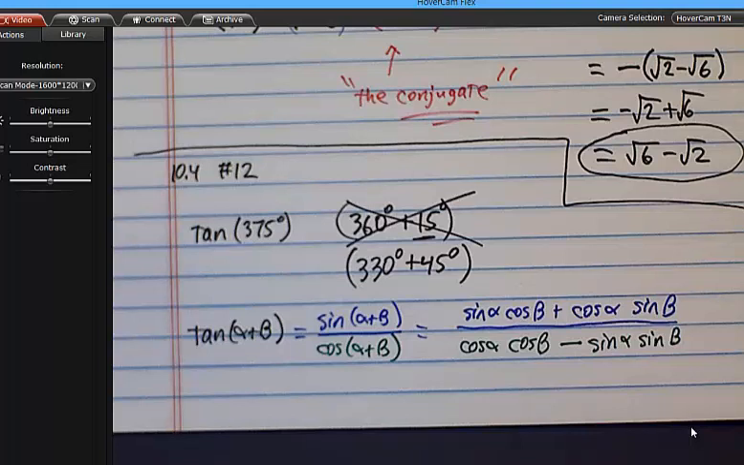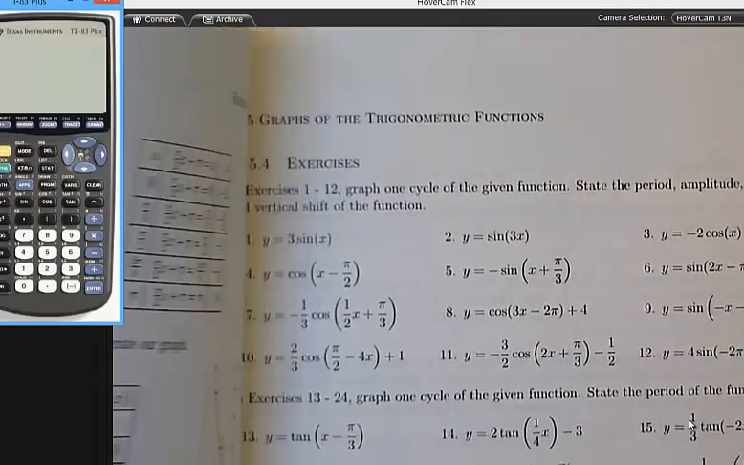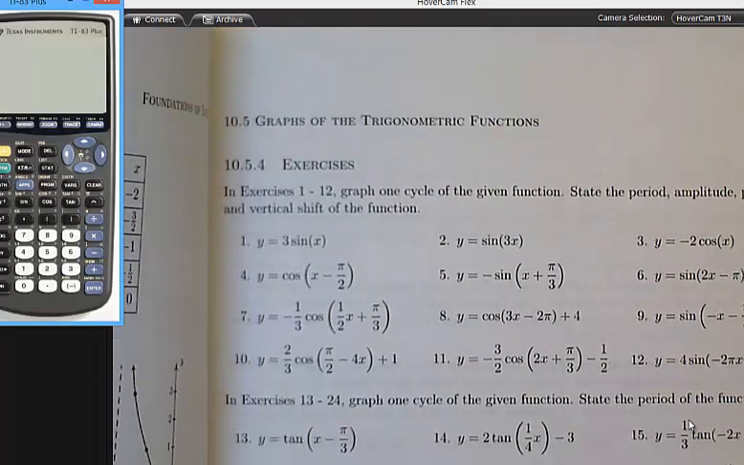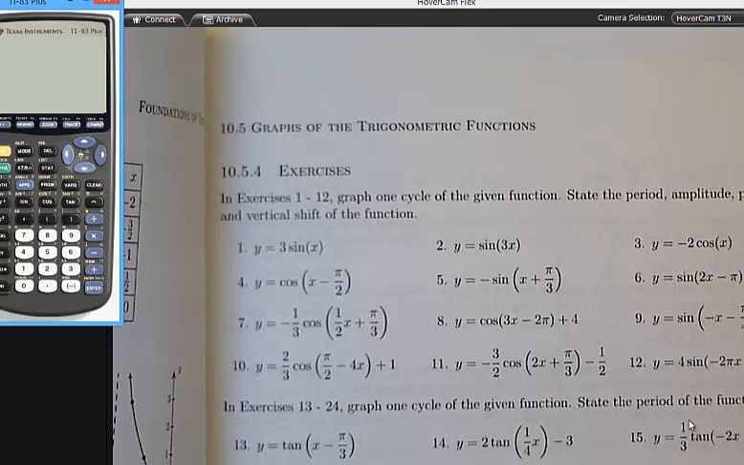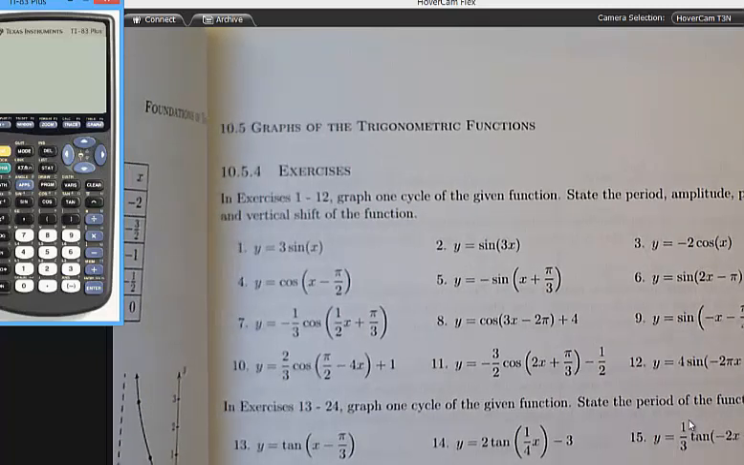Hint will help you on number 12. Okay. So again, the only graphing I've done so far are sines and cosines. And now, when we come back on Wednesday, we're going to start right away graphing the other trig functions. And I'll show you how that works.